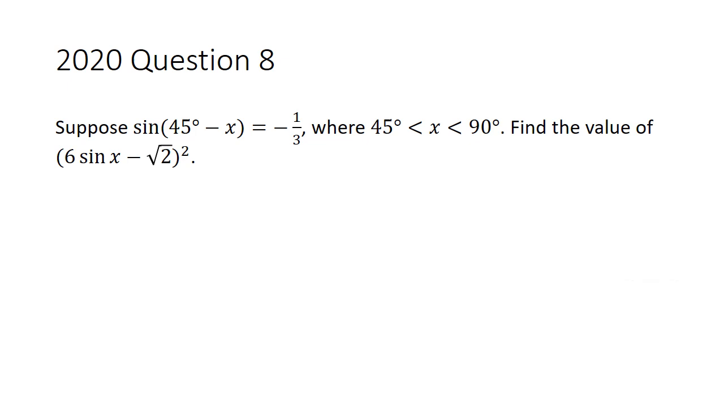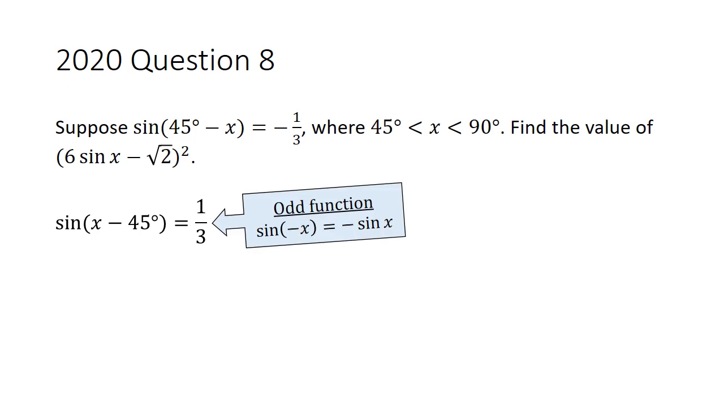So this question is a challenge of our knowledge of trigonometric properties. The first thing we need to know is that sine of 45 degrees minus x is going to be in the fourth quadrant because x is between 45 degrees and 90 degrees. So what we might want to do is first change it to a first quadrant angle, which is sine of x minus 45 degrees. And the right-hand side will change from negative 1/3 to positive 1/3.